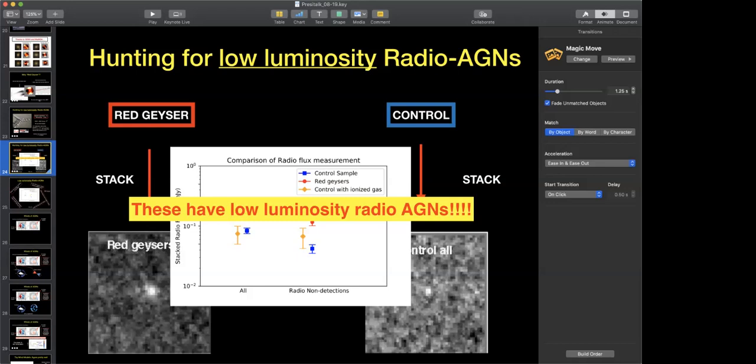Okay, so in this kind of discussion about AGN feedback, we are usually so excited to find the clues and put them in the right spatial locations and put them in the right statistical significance.